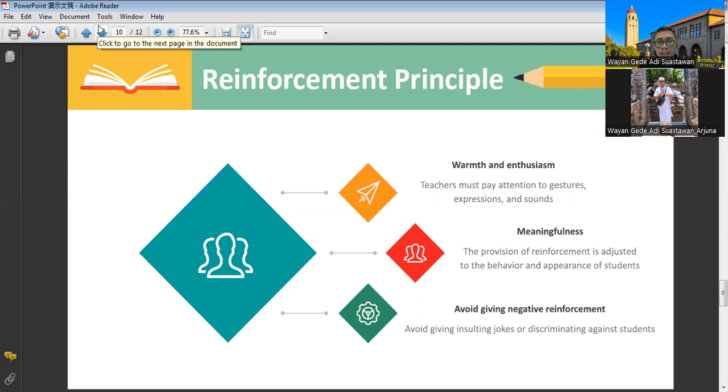And the second one is meaningfulness. The provision of reinforcement is adjusted to the behavior and appearance of students. And the last one is to avoid giving negative reinforcement. The teachers must avoid giving insulting jokes or discriminating against students.